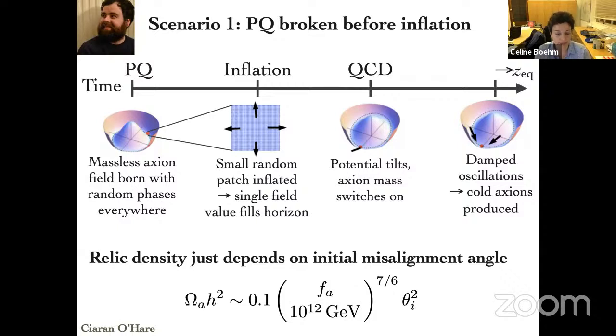The relic density is more or less in the right ballpark, 0.1. But it depends on the scale, f_a, which is normalized here to 10^12 GeV. If you change this value, you don't get the right relic density. And then it's multiplied by the initial tilt I mentioned. So in principle, to get 0.1, you can see what you need.